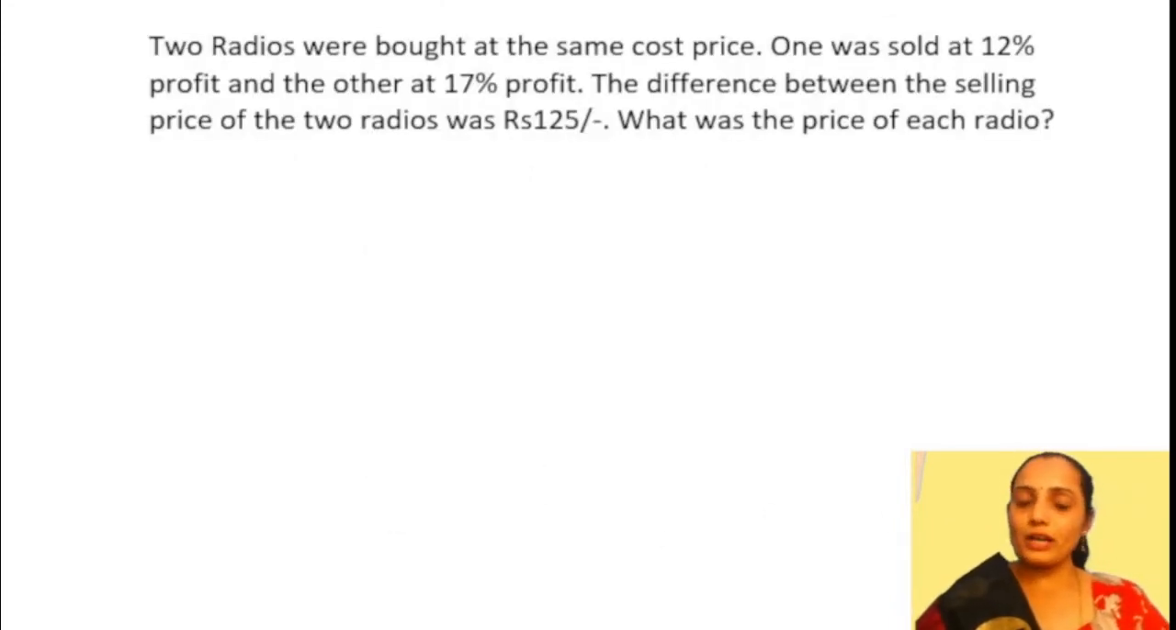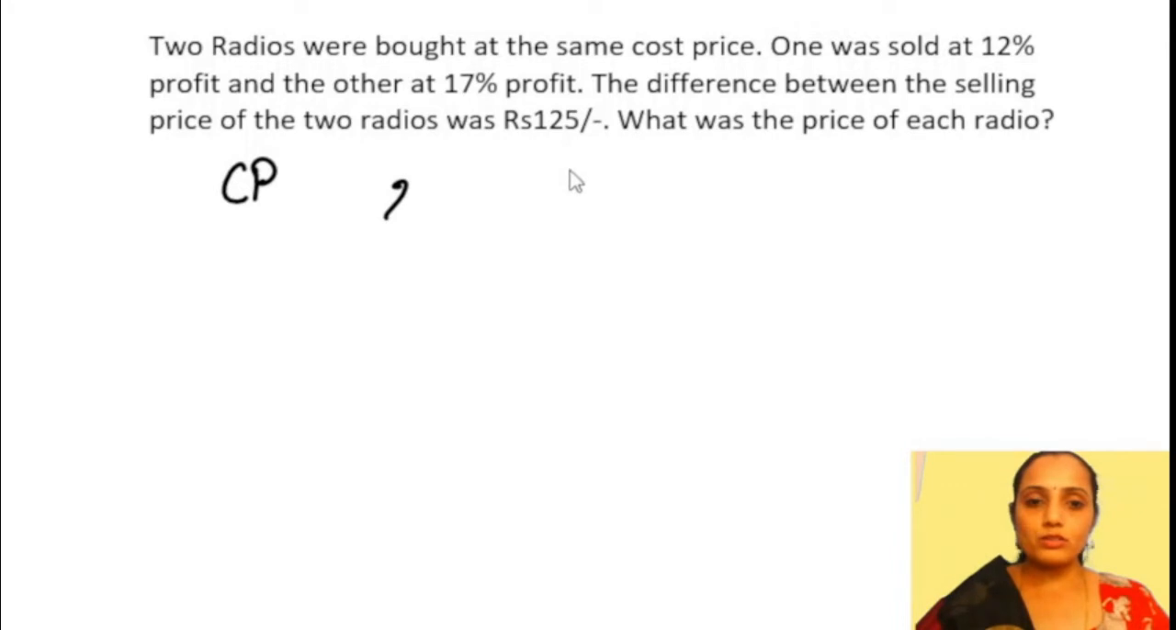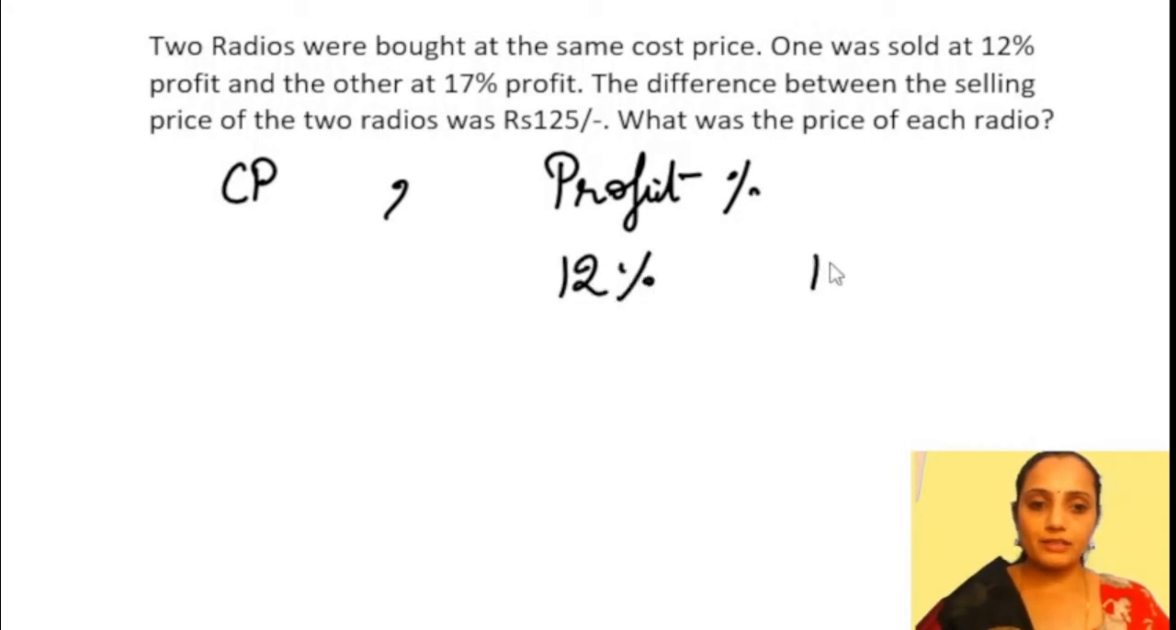Okay, let's look at one more question. This is a little trick question. So let's get started. We have the radios being bought at the same price. So the cost price of both of them is the same. So we don't know what it is. So we'll just keep it as CP for now. There are two scenarios. The profit percentage is being given to us. Profit percentage for one is 12%, the other one is 17%.